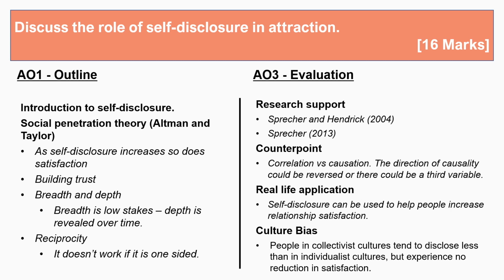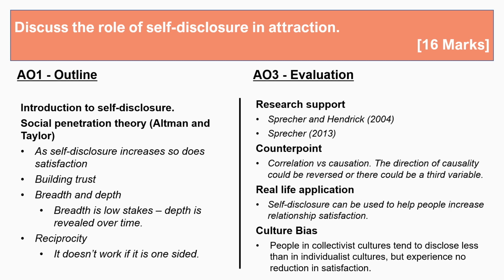Also, keep in mind that this is a discuss question, so the examiner is going to be looking for things like alternative explanations, counterpoints, and issues and debates. You don't need all of those things, but just make sure that you have some of them. And then finally, if you have a look at the second evaluation point, which is the counterpoint, it is a correlation causation point. Okay, when you have a correlation causation point, you are always going to be getting to the concept of we cannot infer cause and effect.